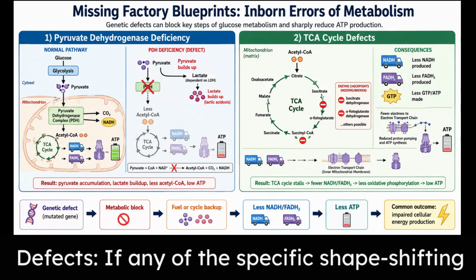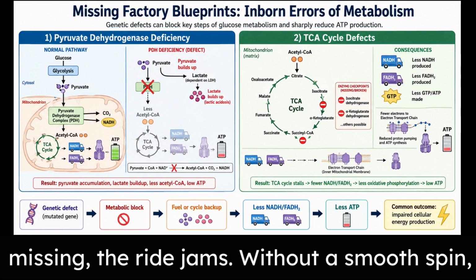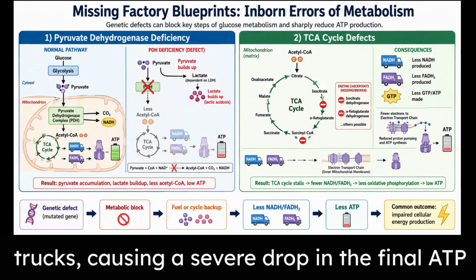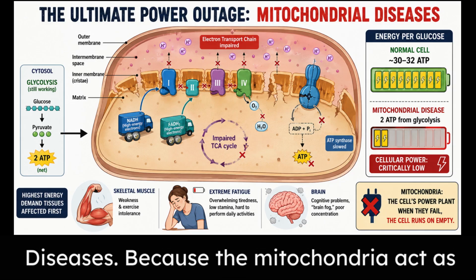2. TCA cycle defects. If any of the specific shape-shifting enzymes on the TCA merry-go-round are missing, the ride jams. Without a smooth spin, the cell cannot fill its fleet of NADH dump trucks, causing a severe drop in the final ATP energy payout. The ultimate power outage, mitochondrial diseases.